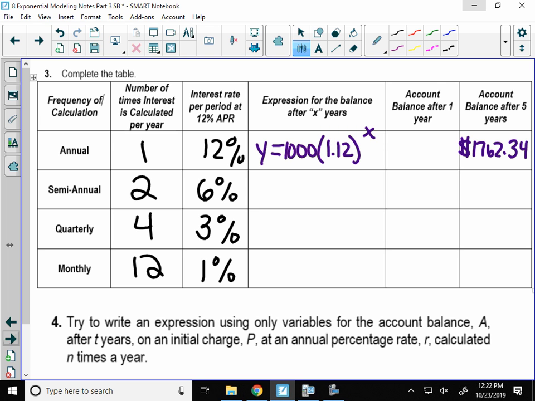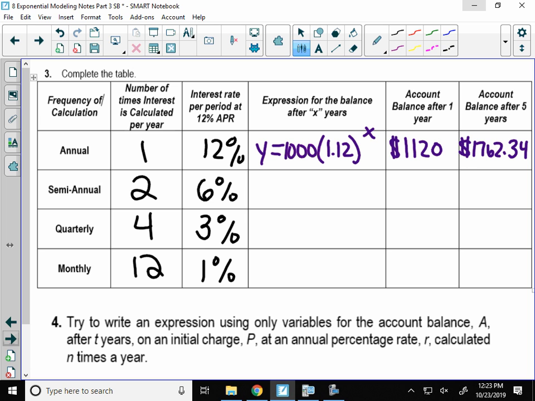$1,762.34. Now we don't have the account balance after 1 year. Can you look that up for me? If I put 1 in for x, how much money would you owe? $1,120. So row 1 isn't too hard.